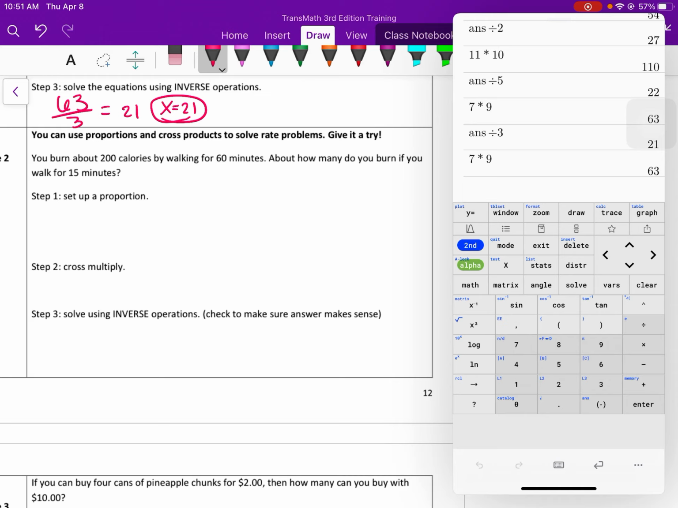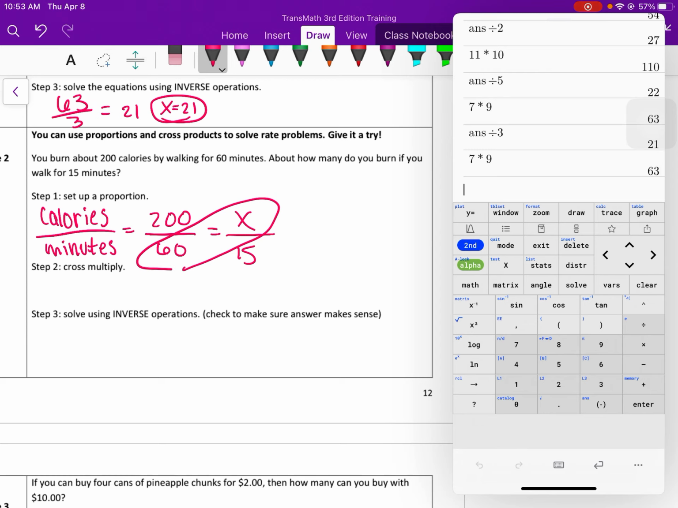So you burn about 200 calories a minute by walking for 60 minutes. But how many calories do you burn if you walk for 15 minutes? Alright. So we're going to set up a cross product. Calories over minutes. So 200 over 60 minutes equals x, because we don't know how many calories they burned, over 15 minutes.